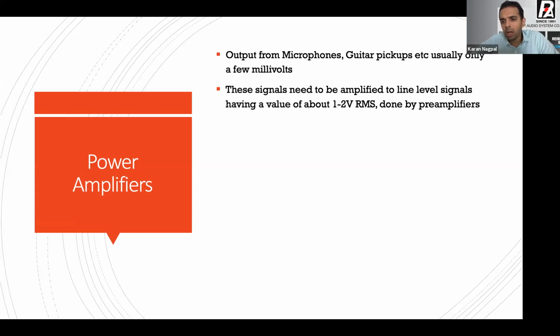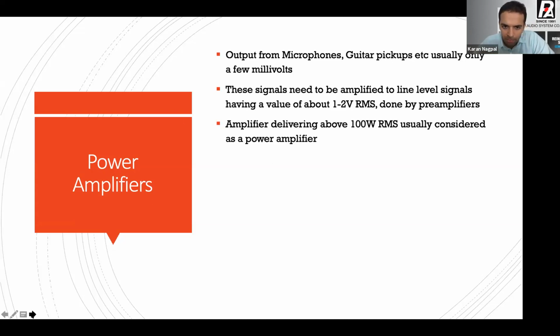So this is done by the pre-amplifier, which in your mixer is your input operational amplifiers. This is taking the pickup from the microphone or guitar pickup and raising the level and amplifying it to maybe 1 or 2 volts, suitable for power amplifiers.